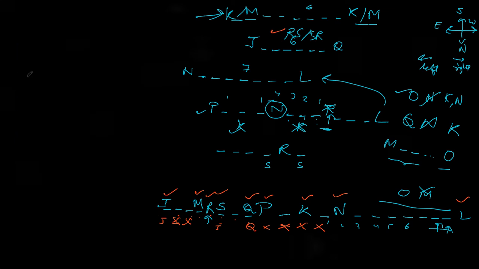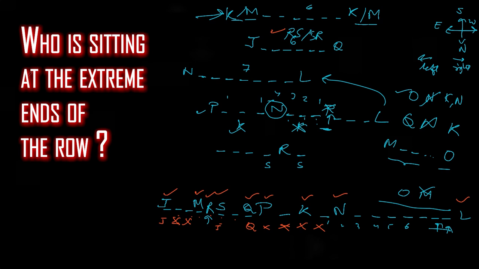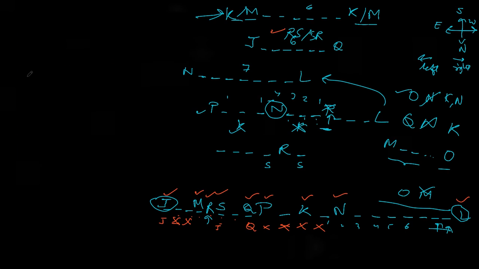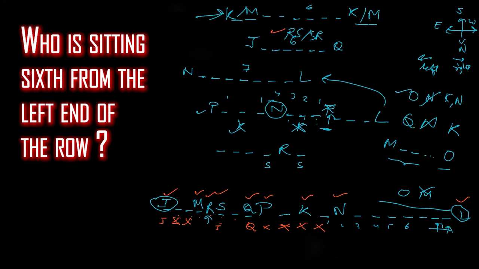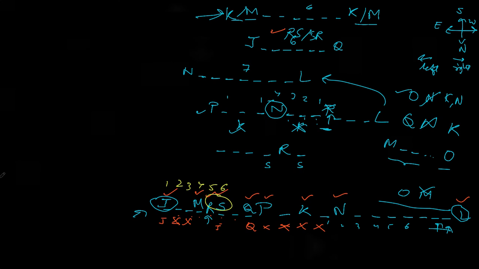The first question that we have is, who is sitting at the extreme ends of the row? So we can see that it's J and L. Okay. Next question, who is sitting 6th from the left end of the row? So this is the left end. We need to find who is sitting 6th. 1, 2, 3, 4, 5, 6. So S is sitting at 6th position from the left end.